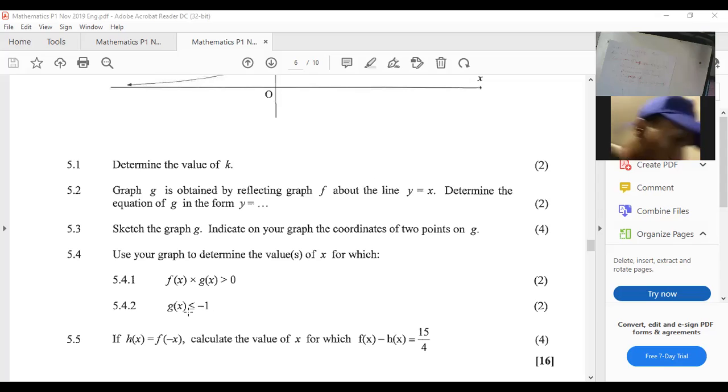Your y is minus one, then it equals log base 2 of x. Then 2 to the power -1 is equal to x, then it's half. Your x is half. Then mark half here. We draw from -1. That will be a point.